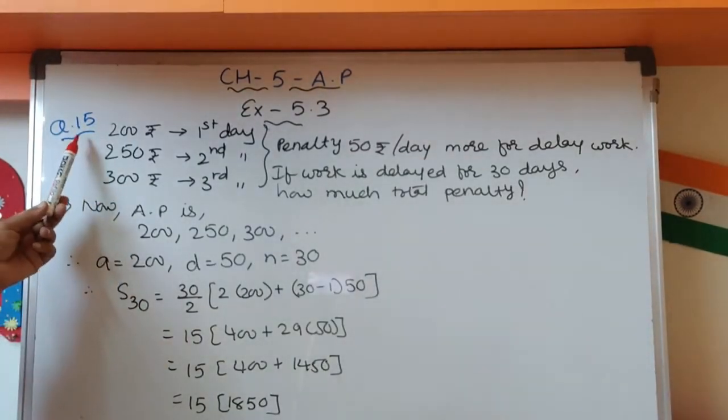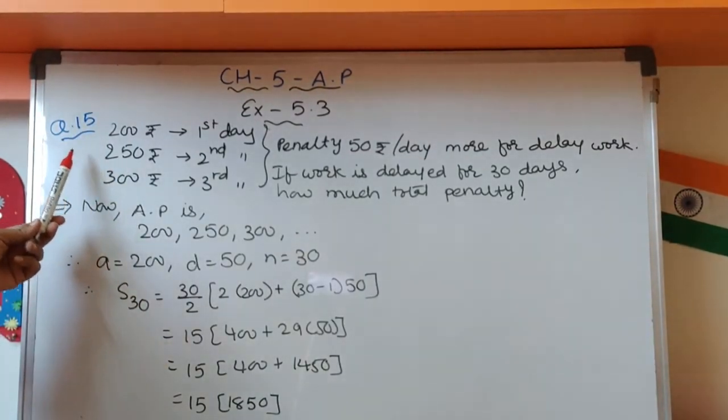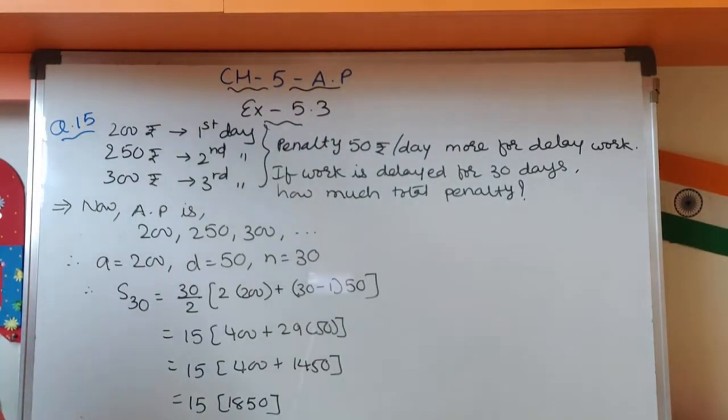Now the next one, question number 15. In question number 15, it is given that a contract on a construction job specifies a penalty for a delayed completion beyond a certain date of work.